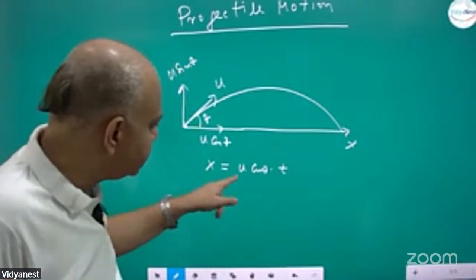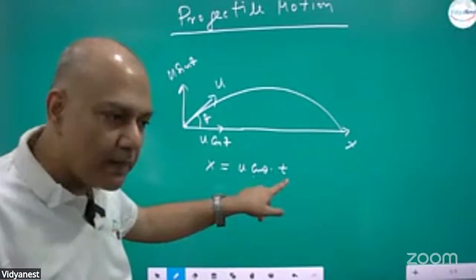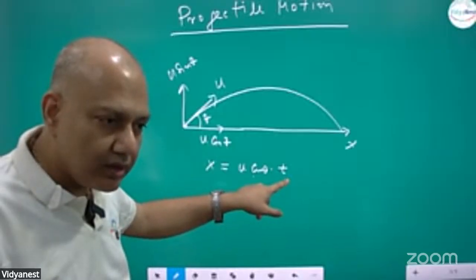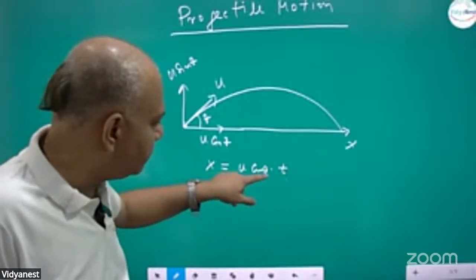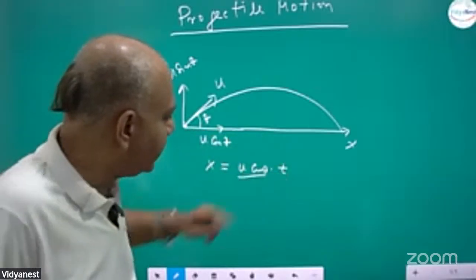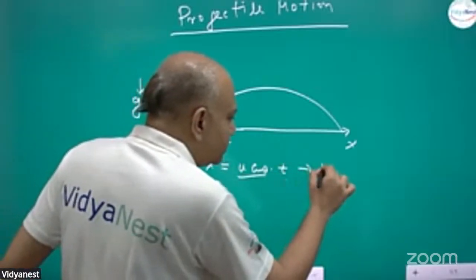Displacement along the x-axis is equal to velocity into time. This is the horizontal component of the velocity into time. So this is my first equation.